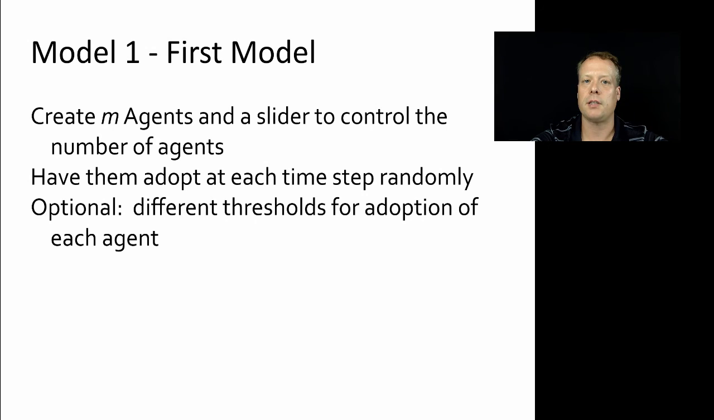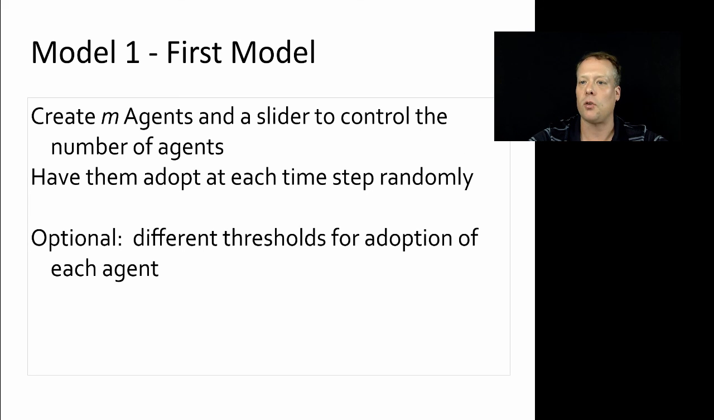Okay, as I mentioned, here's model one, the goal for you to build for the first model. Create M agents, and you don't have to call it M, you can call it whatever you want, and have a slider that controls the number of agents, and then have them adopt at each time step randomly. As I said, I'm going to give you a couple of optional goals in each of the models. In this one, maybe you have different thresholds or different methods by which each agent will adopt. Think a little bit about that before you implement it if you want. That's not required, and in fact we'll probably be changing it in the near future, but if this isn't enough, give yourself a little extra exercise.